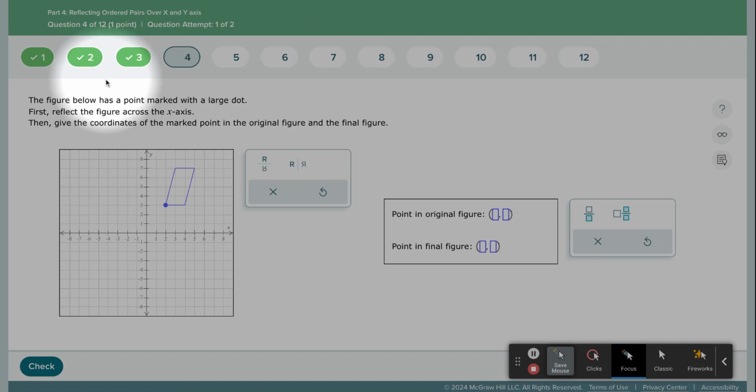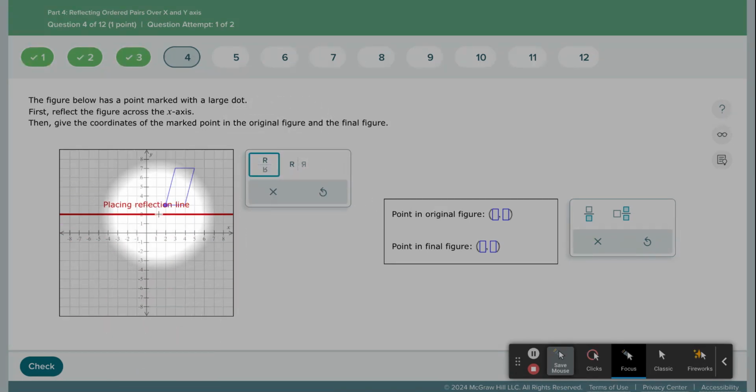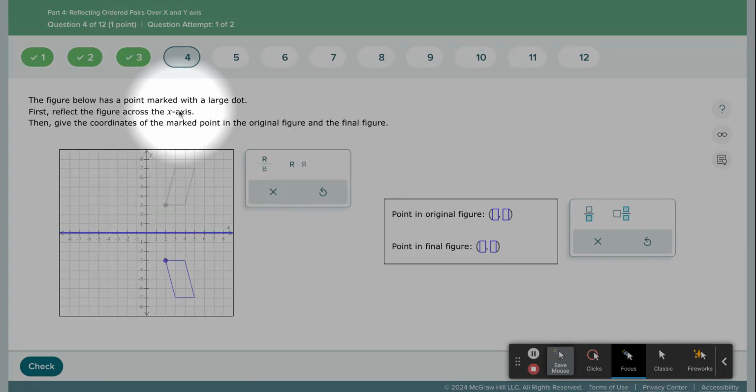One more like this. So again, here's my shape. Reflect it across the x-axis. This is my x-axis, and I need to go across it. So I need to be down here, right? I need to jump over this horizontal line, right? So find that horizontal and click it. Again, it moves around weird, so I want to make sure it's on the actual x-axis because that's what it's asking me to do. As soon as I click the x-axis, it creates this, okay?